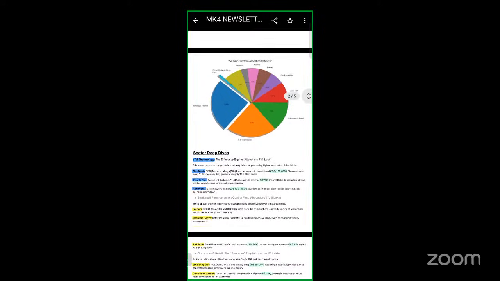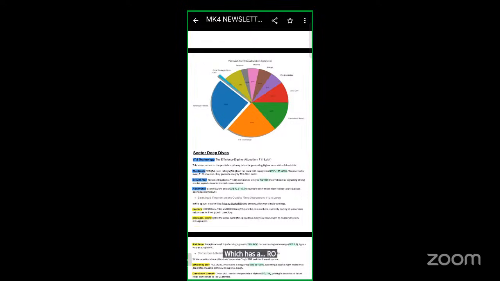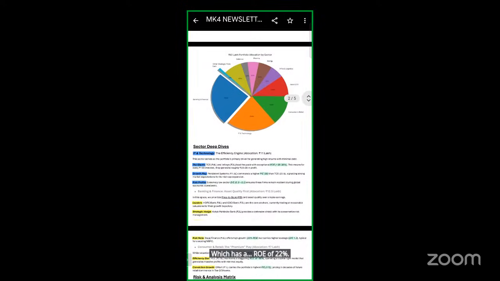Thank you, Khwaish. Now, building on the foundations that my colleague built, in banking, we prioritize asset quality. HDFC and ICICI Bank are our core anchors, while we include high growth players like Bajaj Finance, which has a ROE of 22%. We remain mindful of its higher leverage, a typical trade-off for a scaling NBFC.